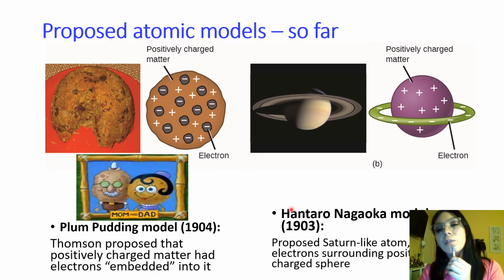And the second model at this point in time was the Hantaro Nagaoka model. This was essentially the planet Saturn, where you had a positively charged matter in the center and then a ring of electrons around it.